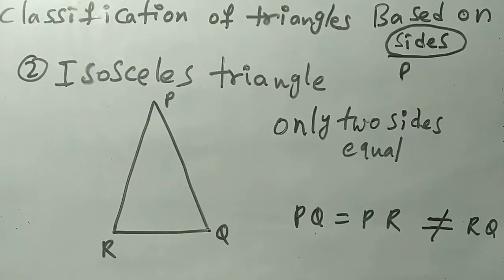Here the second one is the isosceles triangle. An isosceles triangle is a triangle in which two sides are equal. That is PR and PQ. These two sides are equal, and the third one is not equal.